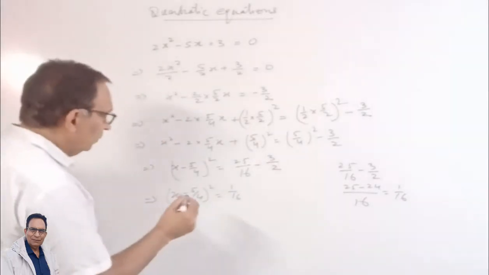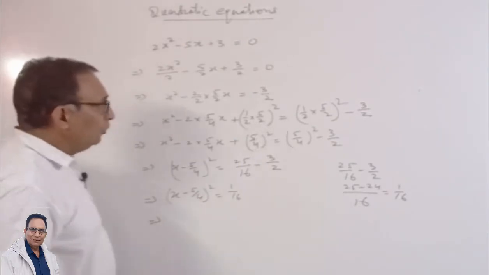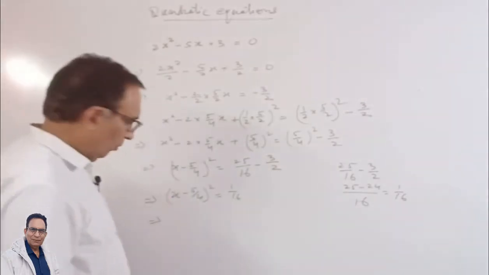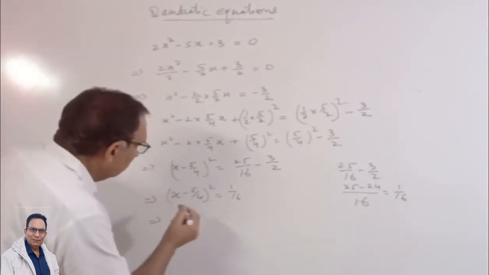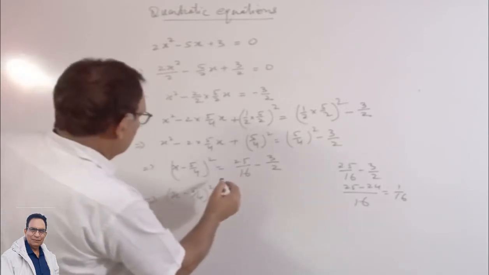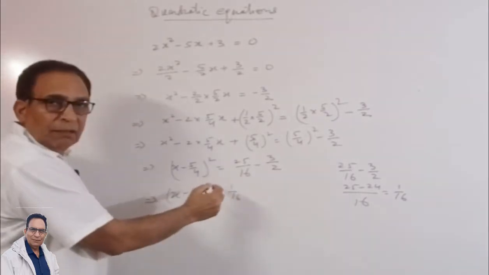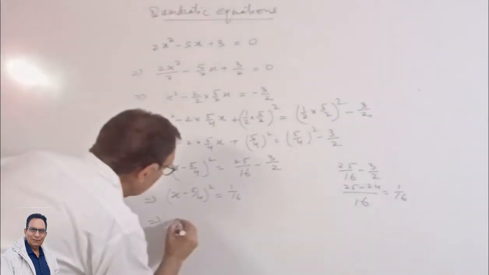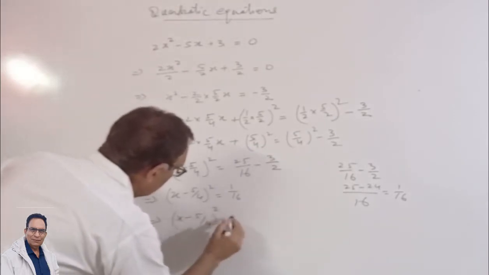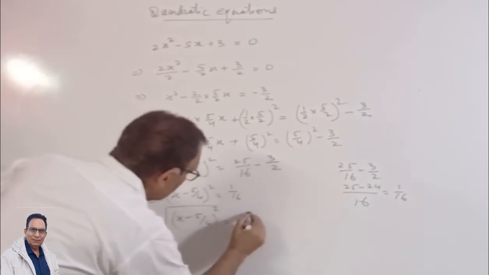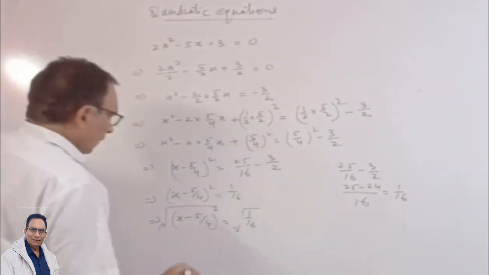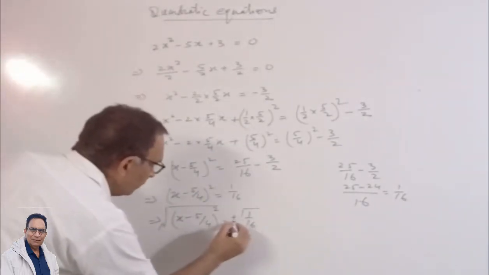What you do now? One thing you should not forget, that it is having a plus minus sign. We'll just see later on. I write now, taking the square root on both the sides, you will be having x minus 5 over 4 raised to the power 2 under root is equal to 1 over 16 under root. Here I am writing it plus minus.